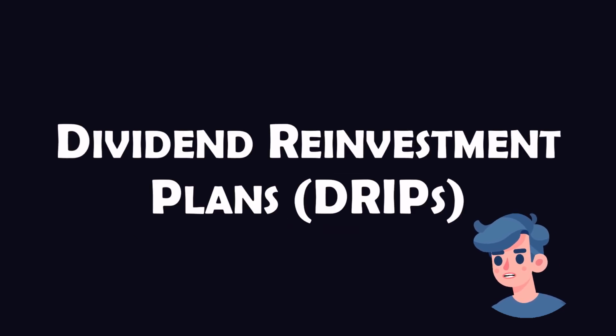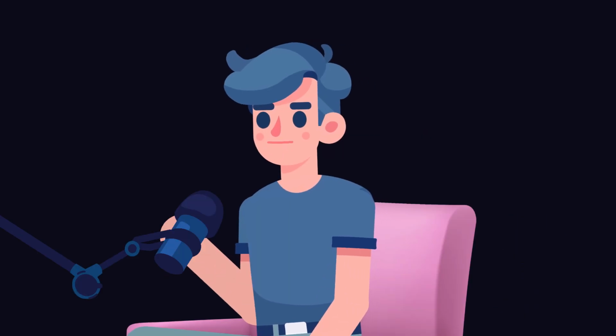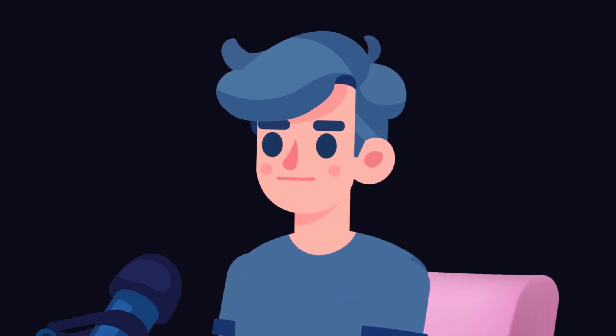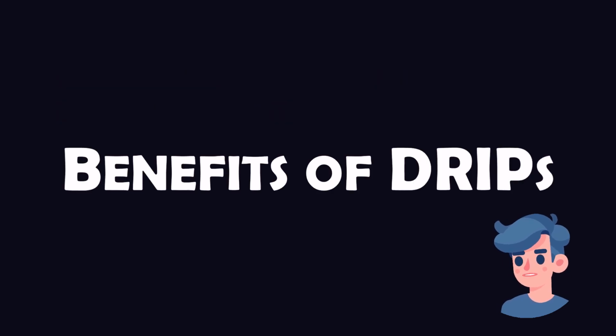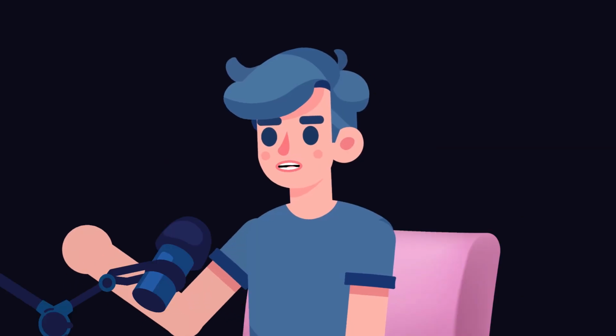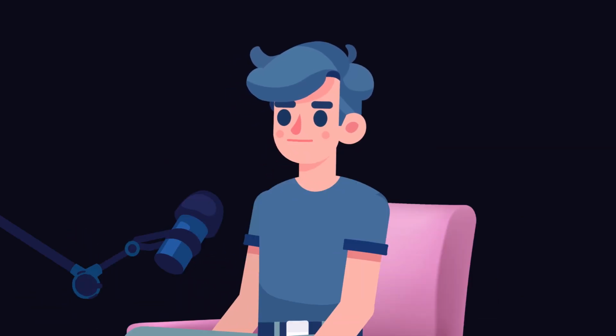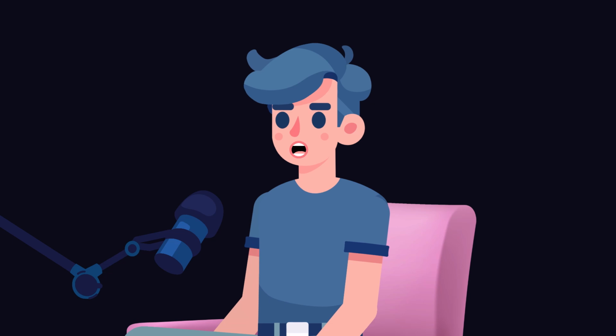Another important topic is dividend reinvestment plans, DRIPs. These plans allow investors to reinvest their cash dividends back into the company by purchasing more shares, often at no additional cost. For example, if your dividend payout is $50 and the current share price is $10, a DRIP would automatically buy 5 shares on your behalf. DRIPs can be a powerful way to grow your investments over time due to the power of compounding. By consistently reinvesting dividends, your portfolio value can increase exponentially.